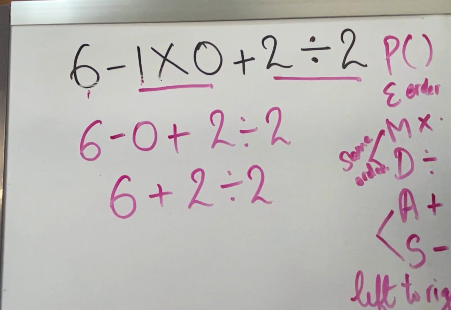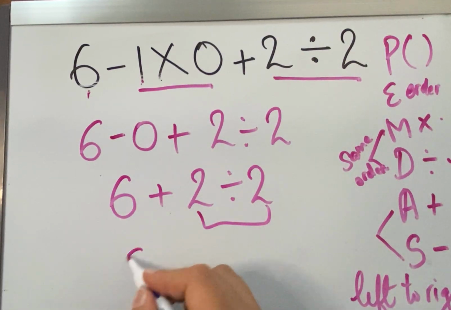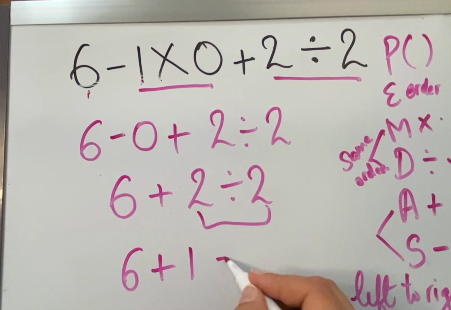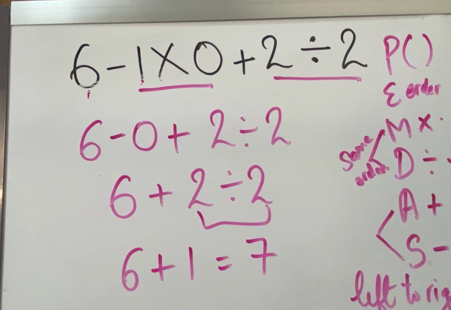Now we're gonna focus on division. 6 plus 1 equals 7. So that's the correct answer.